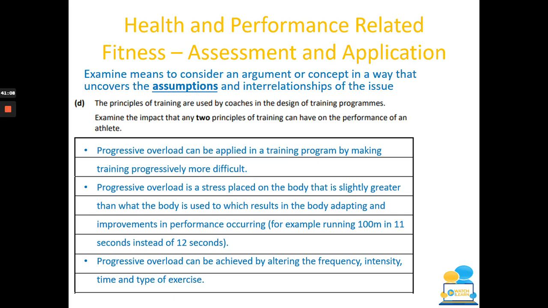So progressive overload, which we've chosen this time, can be applied in a training program by making it a little bit harder every time we train. It's a stress placed on the body, a short-term stress that's slightly greater than what we're used to. So again, if we lift 10 kg, maybe the next time we try and lift 11 kg. And over time, the body should adapt and improvements in performance should occur. So for example, running 100 meters in 11 seconds instead of 12 seconds. That's quite a big increase in performance there, but it could be over a long time through progressive overload that we achieve this. Progressive overload can be achieved by altering the frequency, intensity, time, and type of exercise. That's our FIT formula.